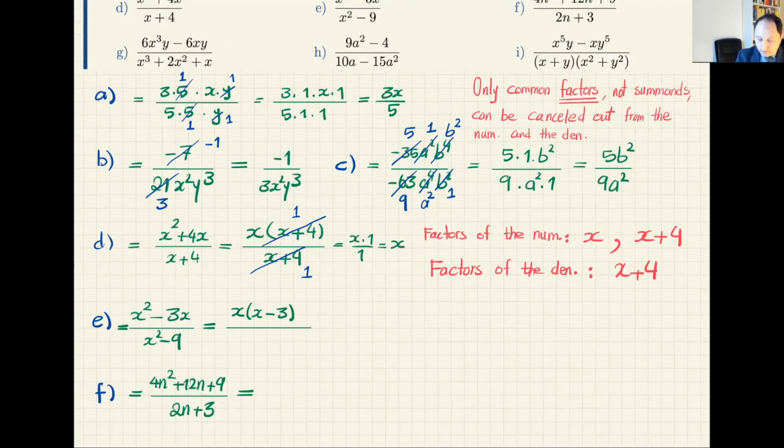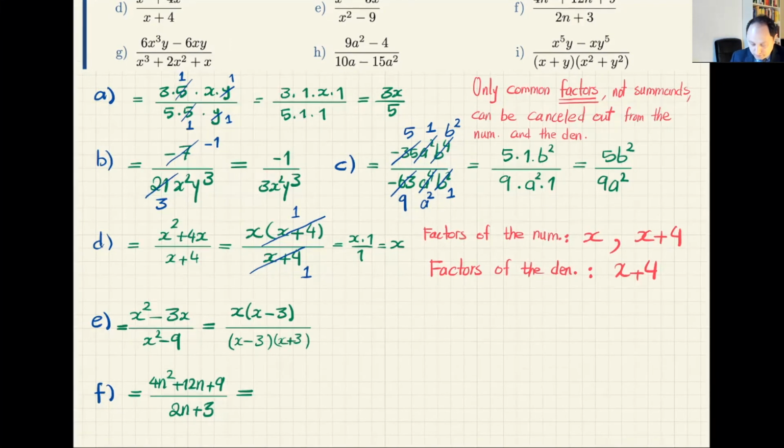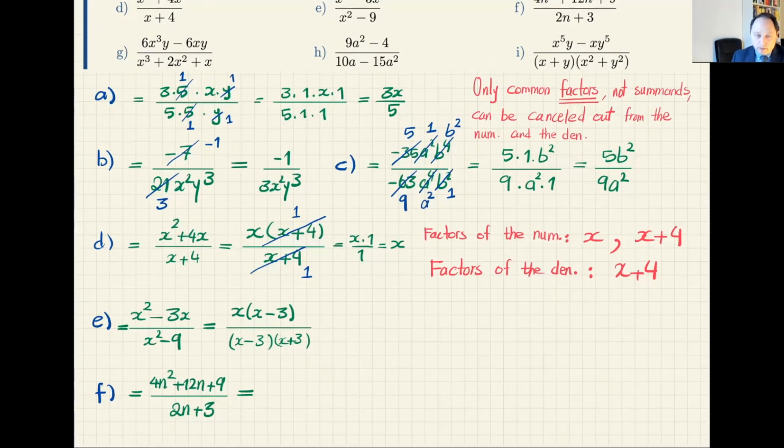I ask myself, can I factorize this? Use the conjugate pattern. It's a conjugate pattern because it's a difference of two complete squares. So I have two pairs of brackets, x here and there, 3 here and there, one of them negative, one of them positive. Now the first step is done. At least you get 1 point. But now, is there something that I can simplify?